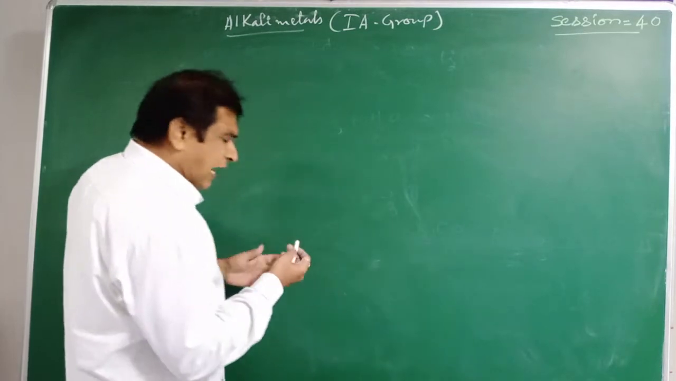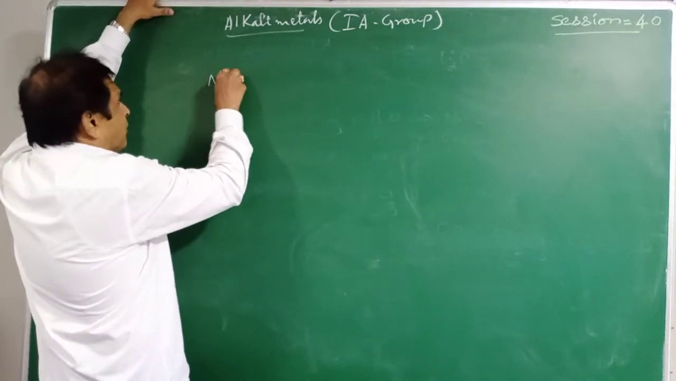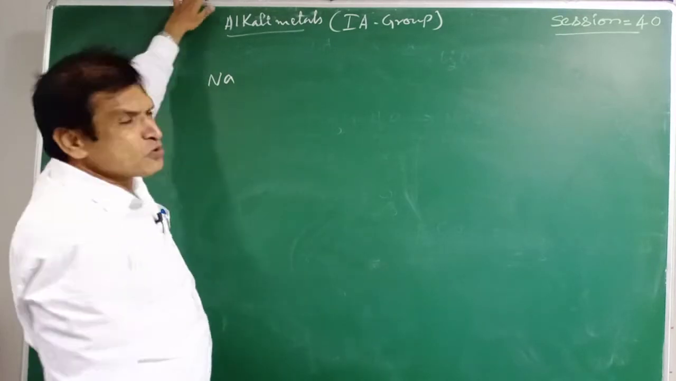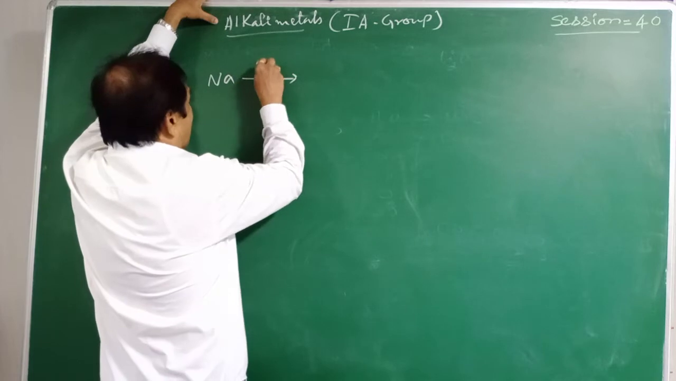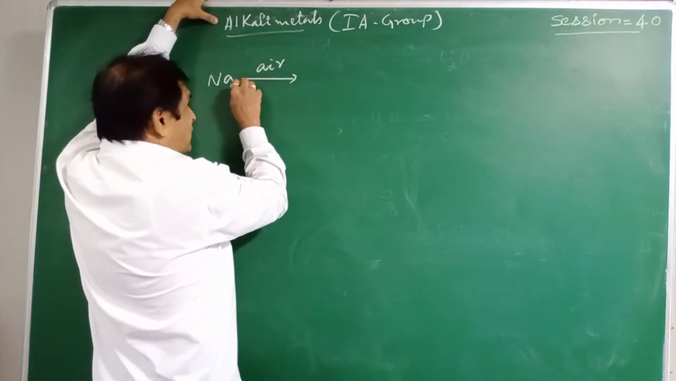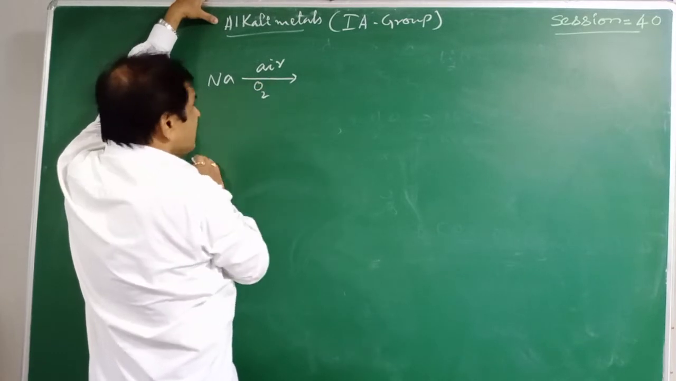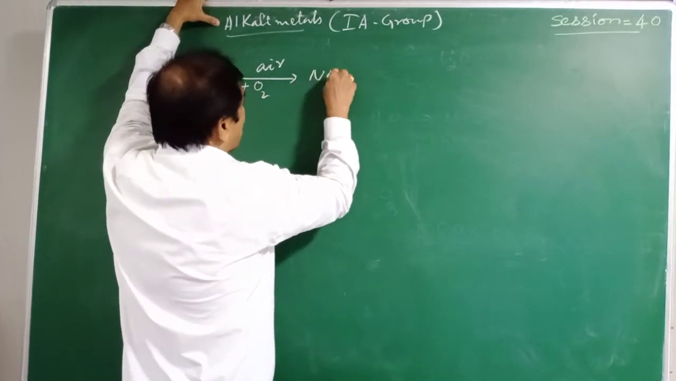Now let us see another important question like this. When sodium metal is exposed to air, what happens? It can react with the oxygen present in the air. It reacts with oxygen of air and forms sodium oxide.